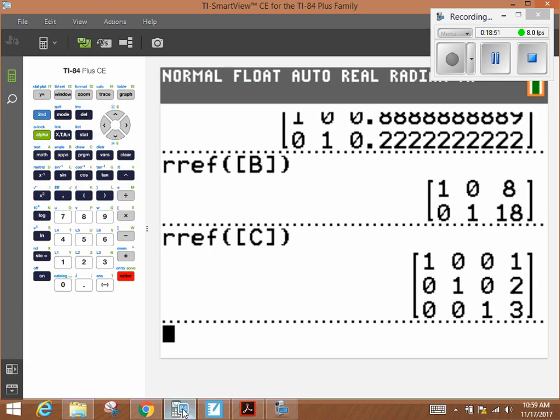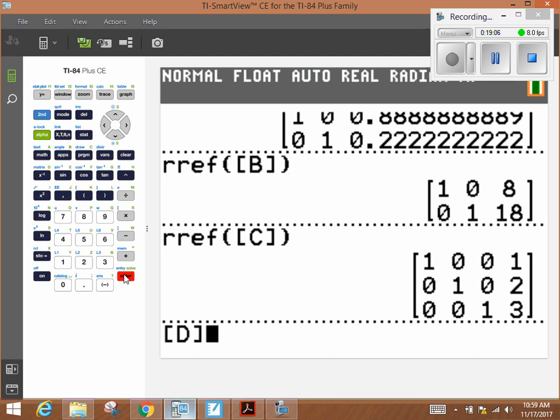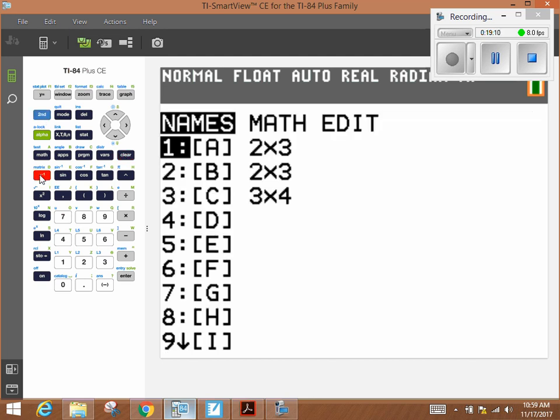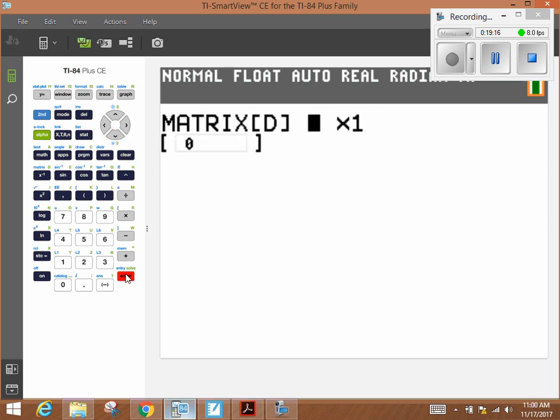So we can go ahead and put this into a calculator. We'll go to second matrix. He has all of these here, and I will take matrix B. Oh, never mind. I want to edit matrix D. Here we go. This one is 3 by 4.